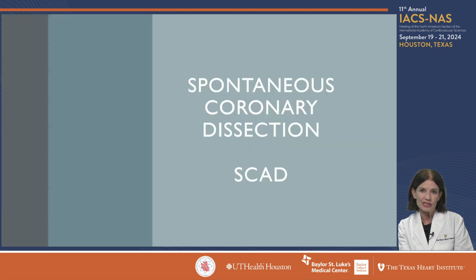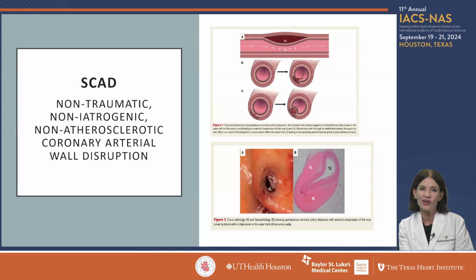Now we're going to move along to spontaneous coronary artery dissection, or SCAD, as it's called. And SCAD is a non-traumatic, non-iatrogenic, non-atherosclerotic, it's a lot of nons, coronary artery wall disruption. In the upper cartoon, you can see the displacement of the intima and a tear as the intima is peeled off the media, which may spiral all the way down an artery.